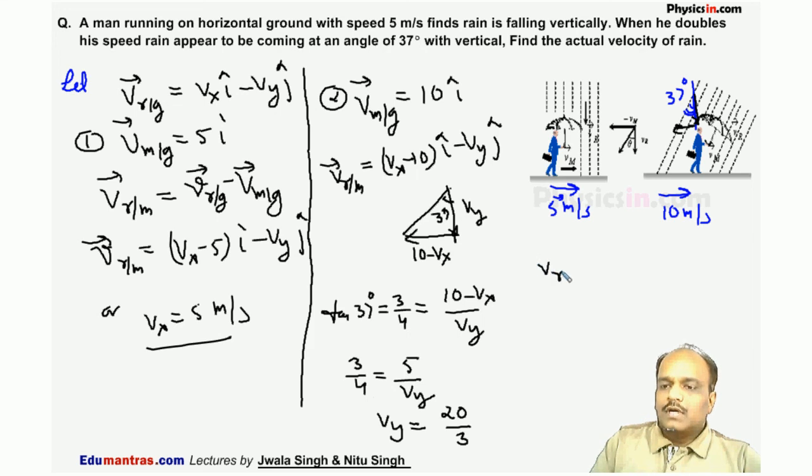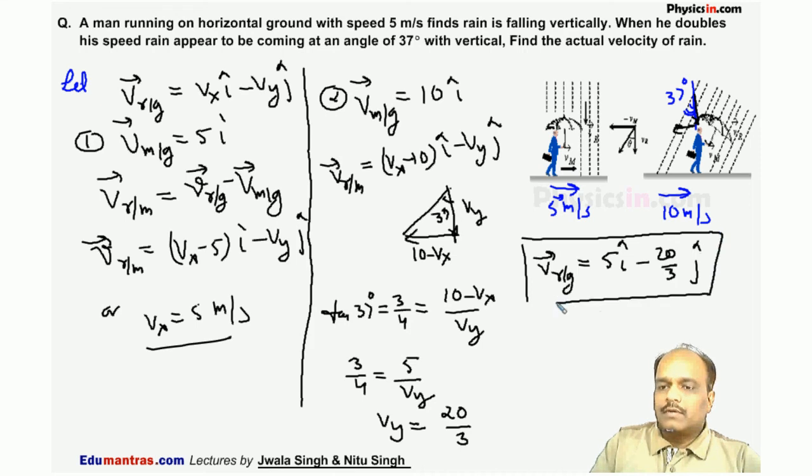So the velocity of rain with respect to ground is Vx, that means 5 i cap, and Vy is 20 by 3, so it is minus 20 by 3 j cap. This is the actual velocity of the rain with respect to ground.